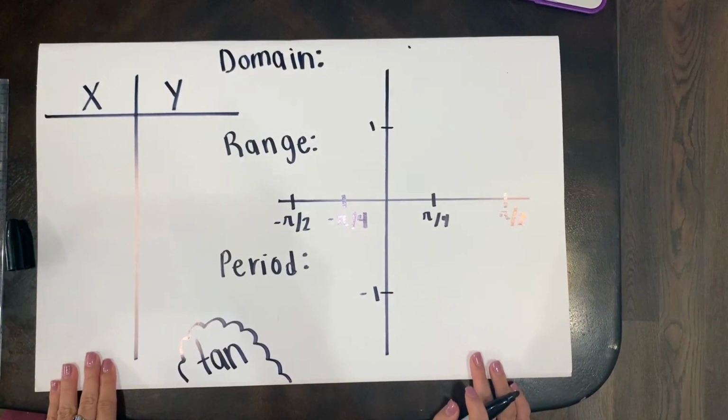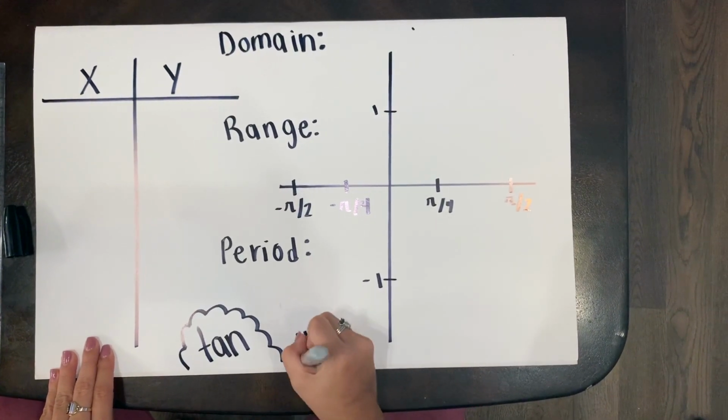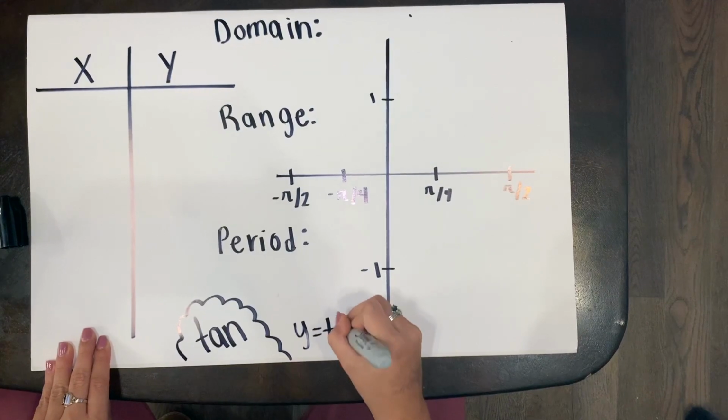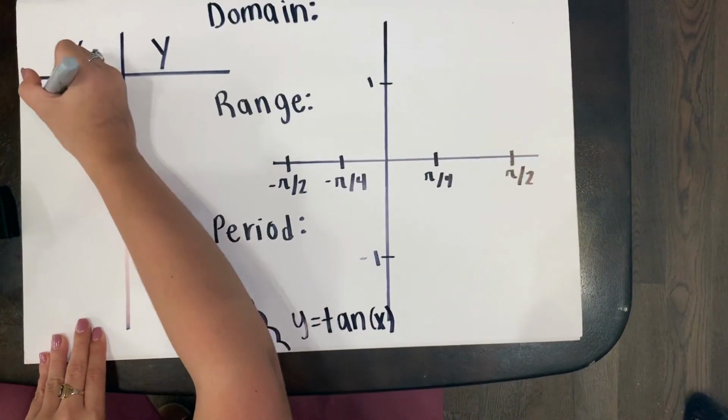Now that we learned sine and cosine, we must learn the final trigonometric function, tangent. The equation is y equals tan of x. Tangent's x and y values are different than sine and cosine.